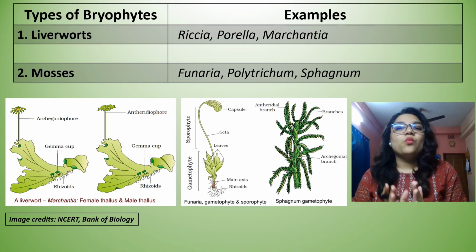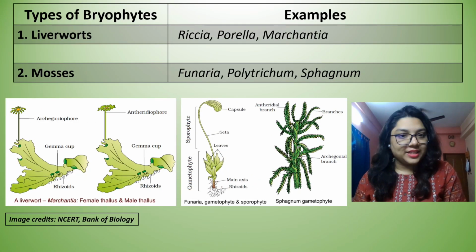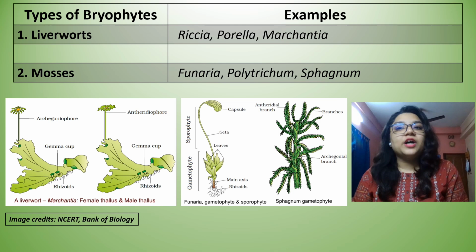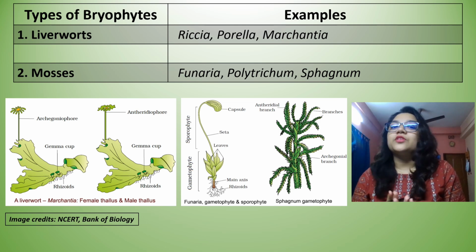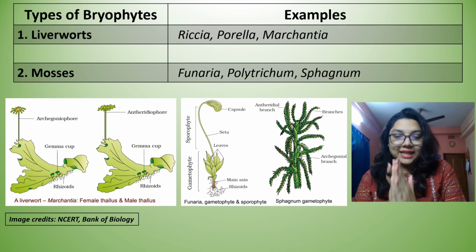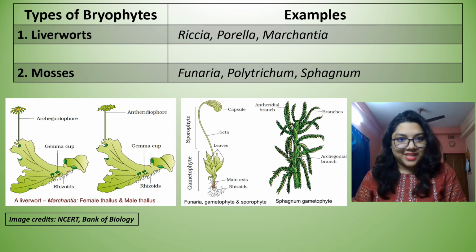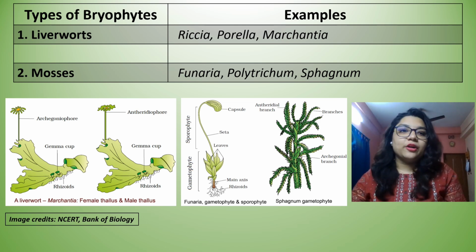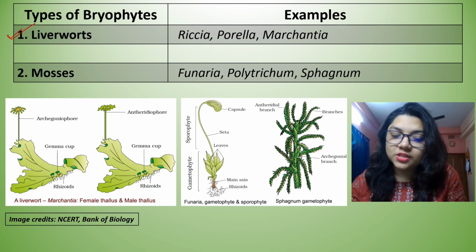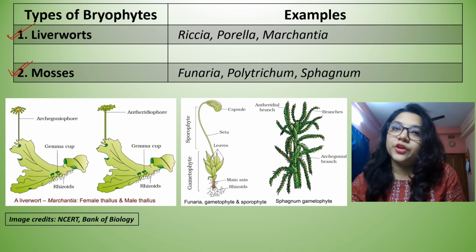After algae, what do we have? That is bryophytes, Bryophyta. Bryophytes are known as the amphibians of the plant kingdom. That is, they need both land as well as water to complete their life cycle. Now, under bryophytes, we have two major divisions: one is liverworts and the other is mosses.